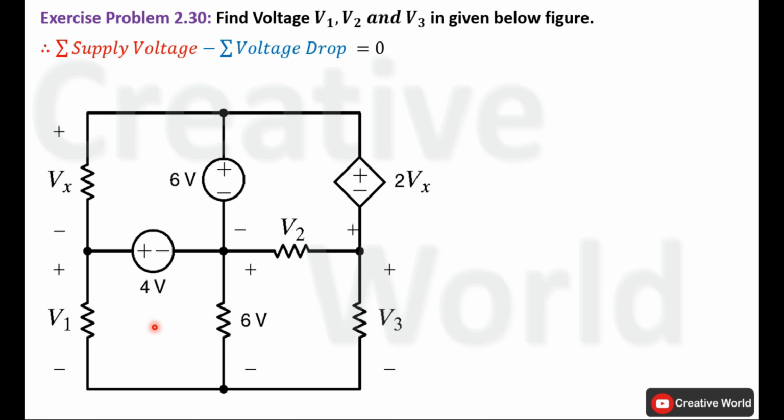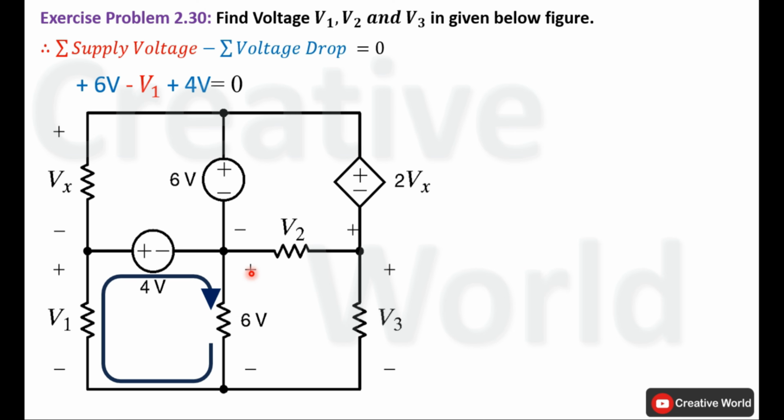We will start from here. First we have to identify the direction of current. I am taking the direction of current clockwise. You may take counterclockwise as well. Now write Kirchhoff's voltage law equation for this closed loop circuit. We will start from here.